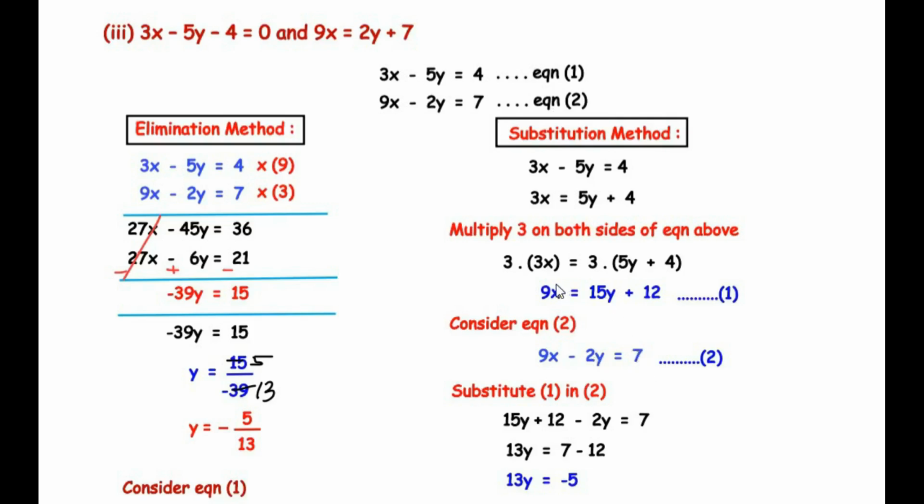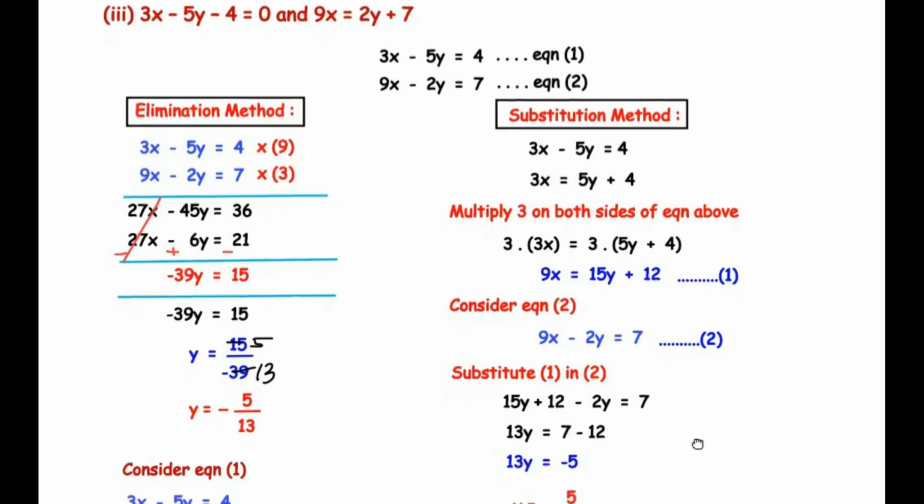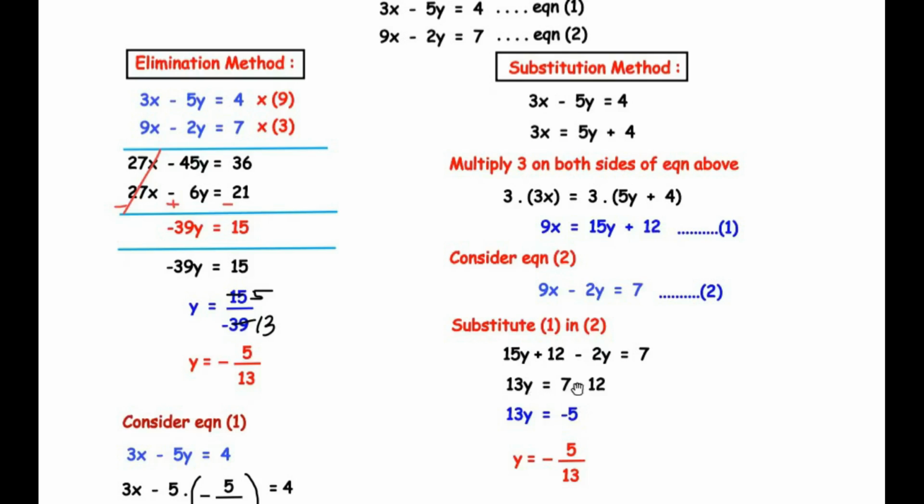So basically we are going to substitute the value of equation 1 we have got just now in equation 2. So substituting 1 in 2 we get, now in place of 9x we are going to write 15y plus 12 minus 2y equal to 7. Now combining the like terms, 15y minus 2y gives us 13y, and at the same time we are going to take this positive 12 on the other side of equal to sign, giving us 7 minus 12. Now simplifying this we get 13y is equal to 7 minus 12 is negative 5, and taking 13 on the other side of equal to sign, we get the value of y as negative 5 over 13.